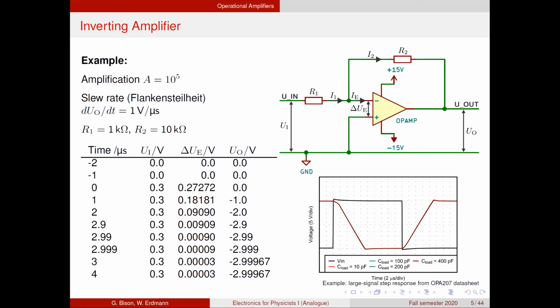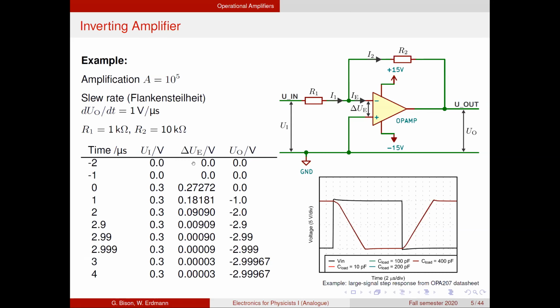It shows a time series. At the beginning, we start with input signal 0, output signal 0, and this difference voltage between the plus and the minus terminal is also 0. This is a stable configuration, nothing happens. And then at time equals 0, we abruptly change the input signal from 0 volts to 0.3 volts. So this means at this point here, we get 0.3 volts. And then we can already use the voltage divider we've just talked about. At this point in time, the output voltage is still 0. Well, we haven't given the op-amp any time to react.